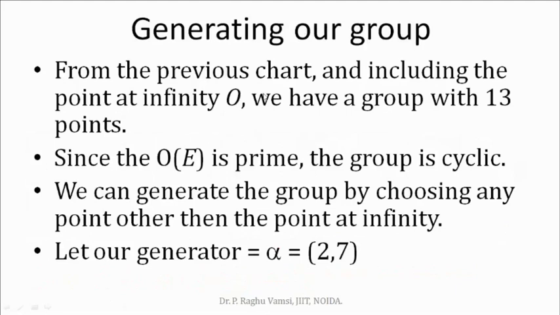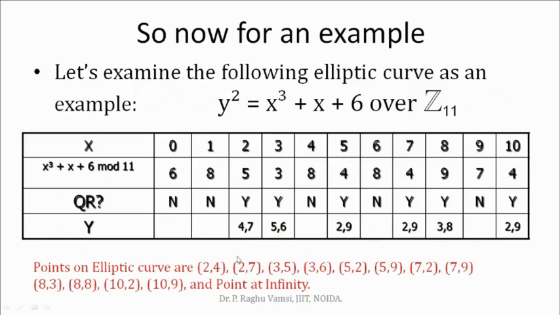So generating our group from the previous chart and including the point at infinity, we have a total of 13 points. Since the order of E is prime, the group is cyclic. So we can generate the group by choosing any point other than the point at infinity. Let our generator alpha be (2, 7). That means here (2, 7) is a point. So, for example, this is the second point given to a user.